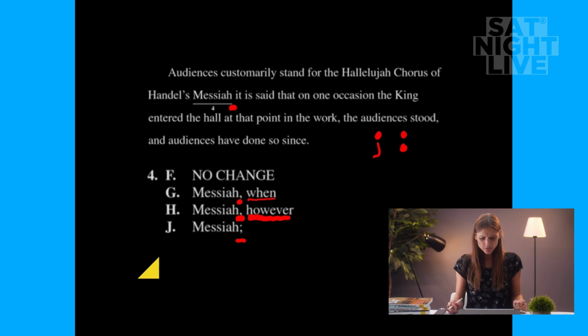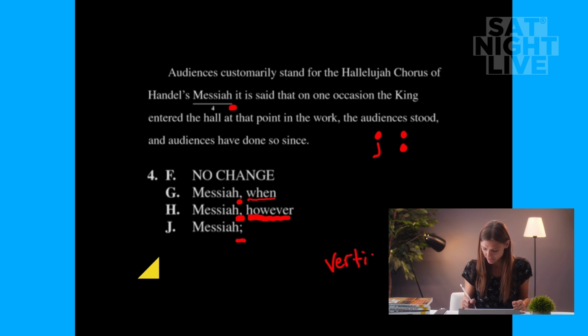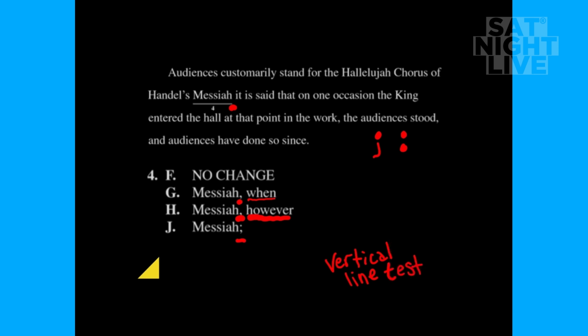And that's where we can use a little test called the vertical line test. I'm going to show you in just a moment how it works. I'm going to write this down so you have this for yourself. Vertical line test. So what does that mean? Well, we want to draw a vertical line, a literal line that's vertical, in between some things to see if it's a complete or an incomplete idea.